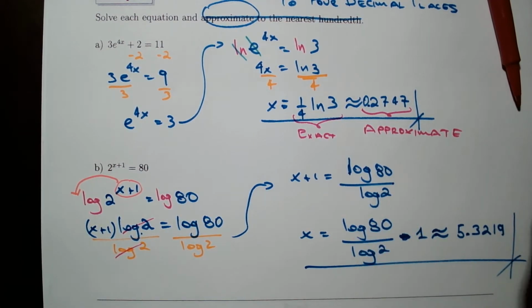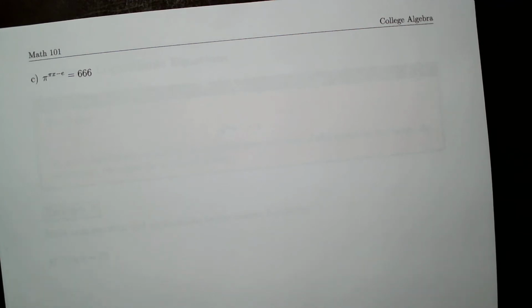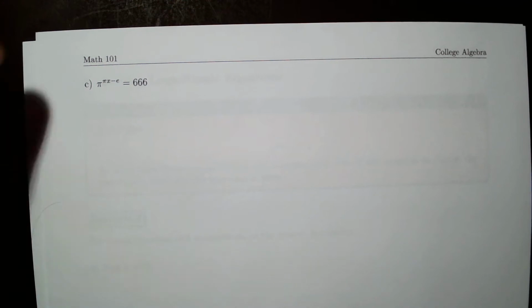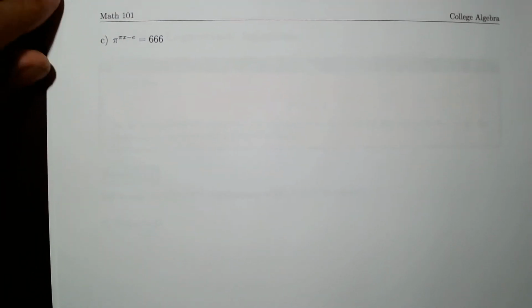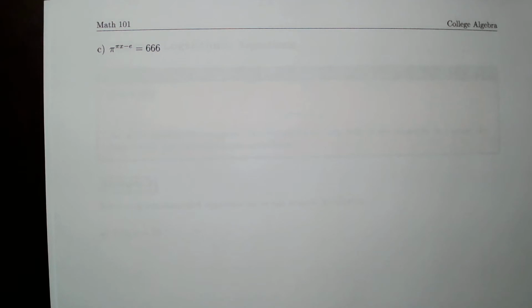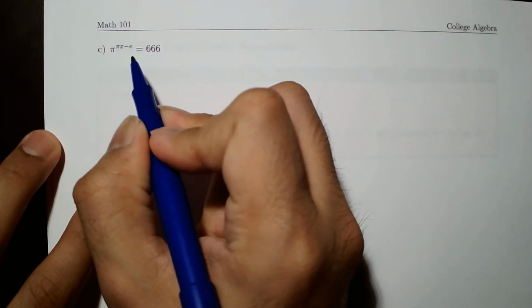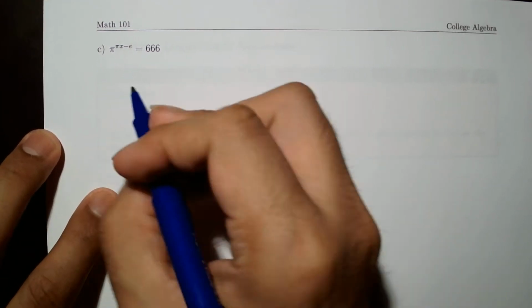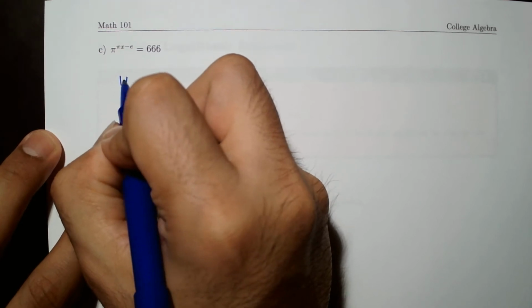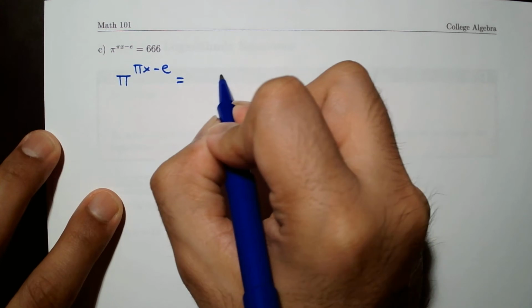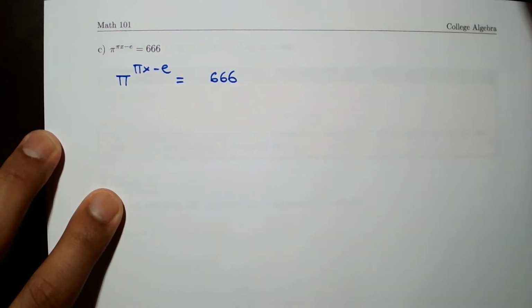Now let's move to the next example. Let's see. So now we have pi to the pi x minus e equals 666. All right, so let's see. So in this case, again, you can take log base pi on both sides. However, I'm gonna do it the other way around. So I'm gonna write the equation again, pi to the pi x minus e equals 666.